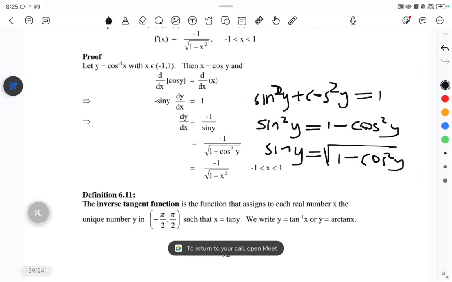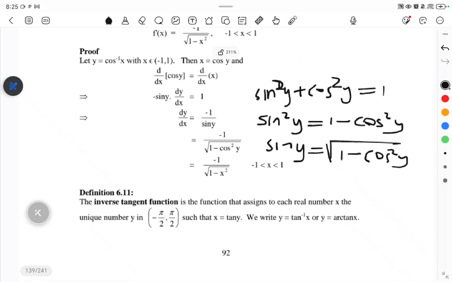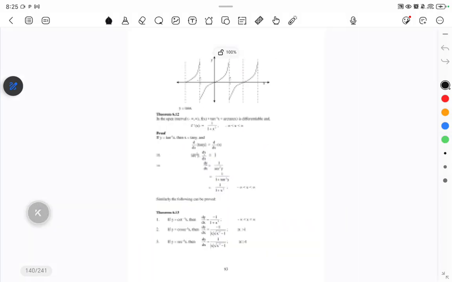Now we come to the inverse tangent function. This is the function that is assigned to each real number x, and then the unique number is this. Then we come to this, right? So let's do the proof of this.